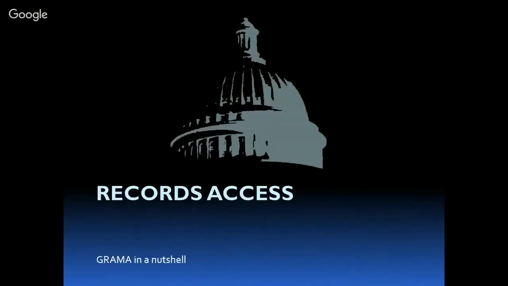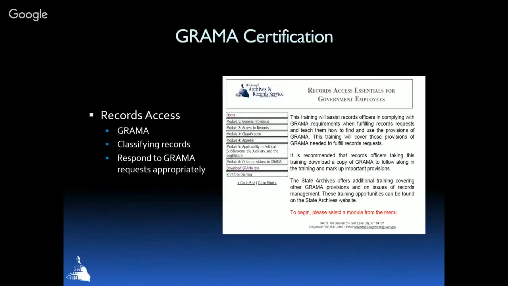Okay, so records access. The first path we will discuss is the Records Access Certification test, fondly known as GRAMA. If you are familiar with GRAMA, this will be a quick overview of the certification material. If you are not familiar with Records Access Certification, then this will provide an opportunity to compare and contrast and decide which certification track most represents your duties and responsibilities. The first track is for records officers who are responsible only for GRAMA requests. You must take the Records Access Certification test.